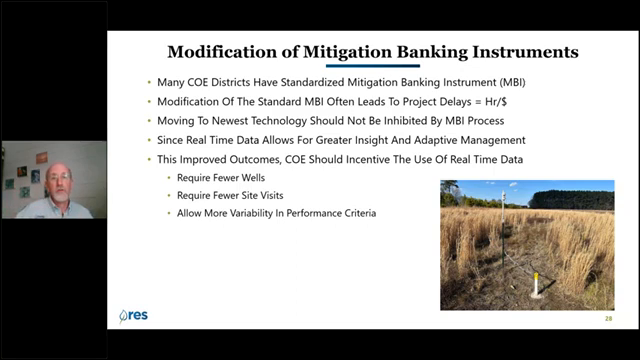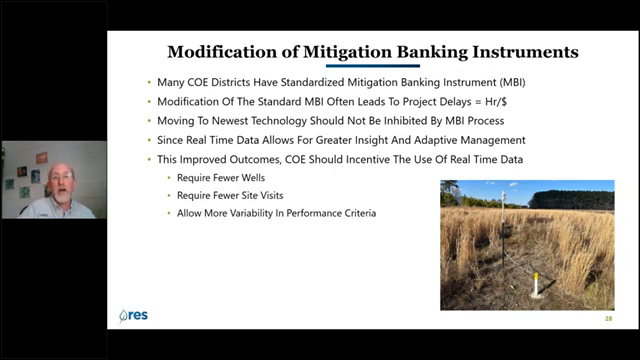So one of the big barriers to any sort of change in monitoring programs is a mitigation banking instrument. For those who are not familiar, every Corps district, most of them have a standardized mitigation banking instrument. That's the legal document, often up to 90, 100 pages, that sets out how the bank operates in very detailed language. Modifying a standard mitigation banking instrument can often lead to project delays with multiple meetings and explanations. And those delays can translate into hours and dollars for the banker.